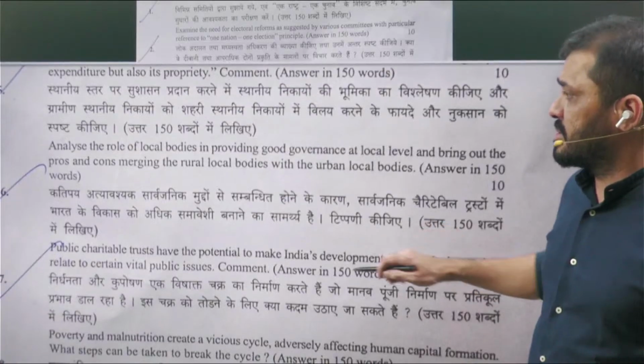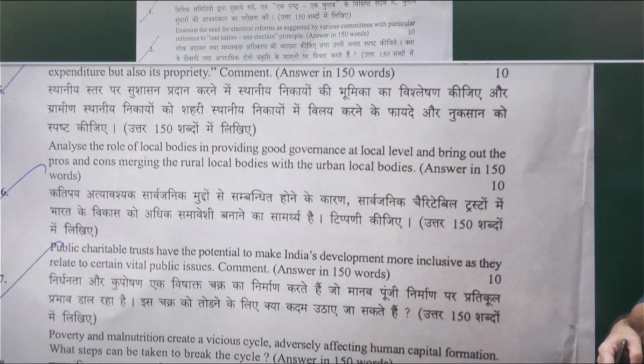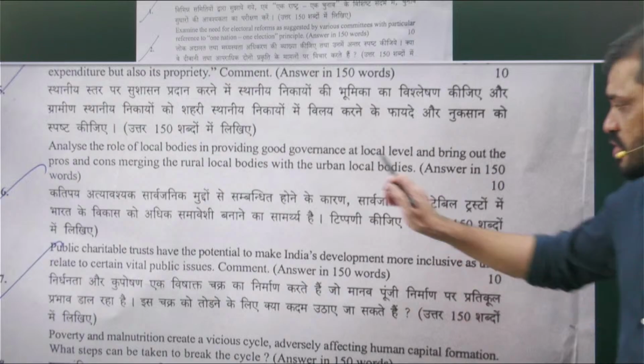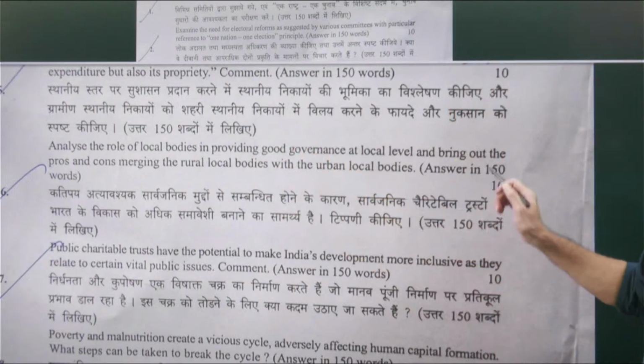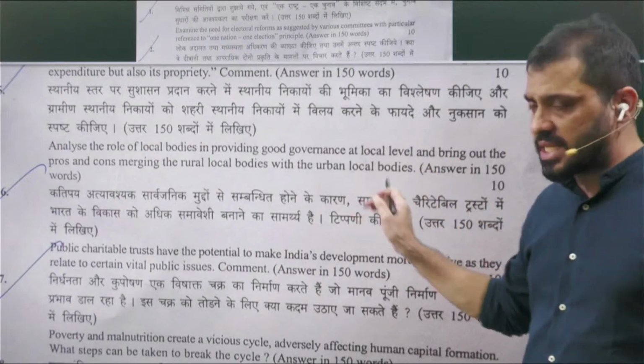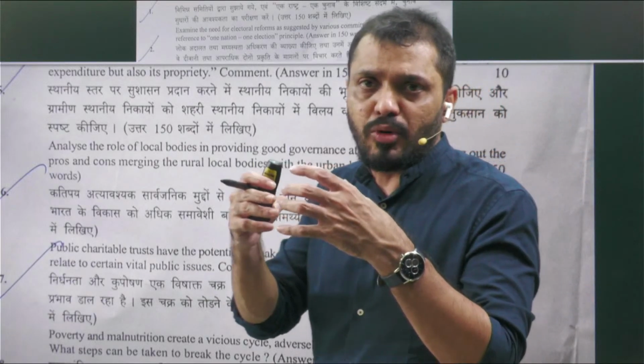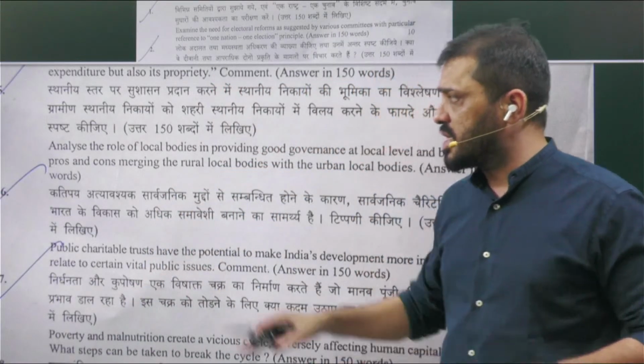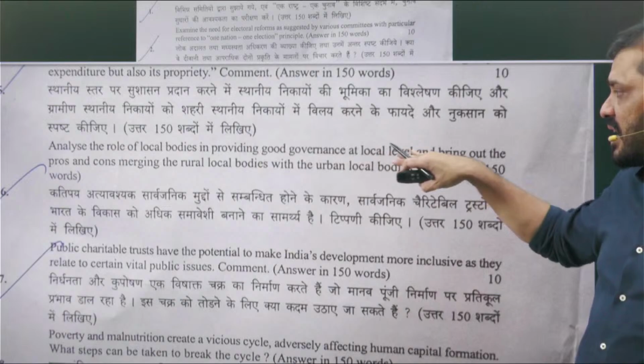Next, question number 5. Analyze the role of local bodies in providing good governance at the local level, and bring out the pros and cons of merging rural local bodies with urban local bodies. The first question is about local bodies and good governance; the second is about merging rural local bodies with urban local bodies. First, we will see the first part: analyze the role of local bodies in providing governance at the local level.